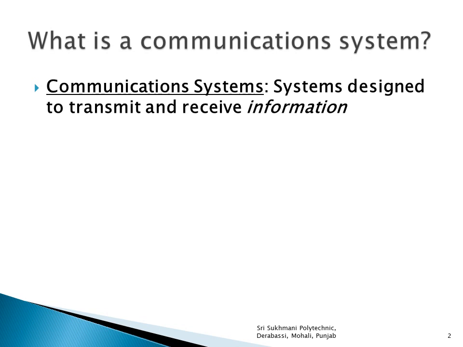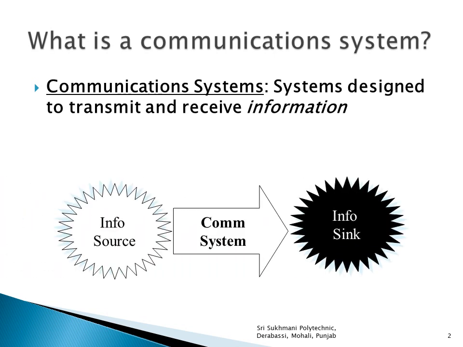So a communication system is a way to transmit information from one end to the other. As shown in this picture, the information source is given to the communication system. It passes through this communication system and it is available at the output. So whatever information is passed on to a communication system, it is available at the output of the communication system.